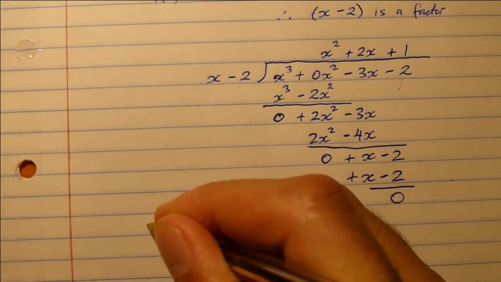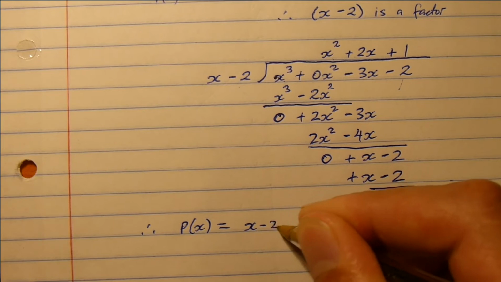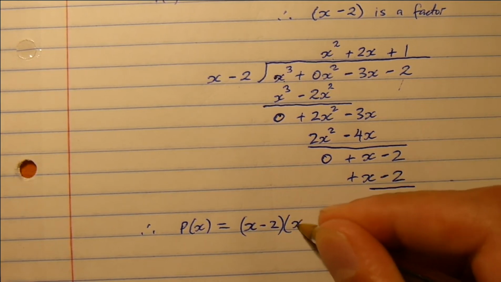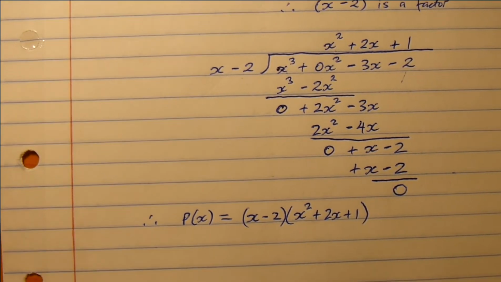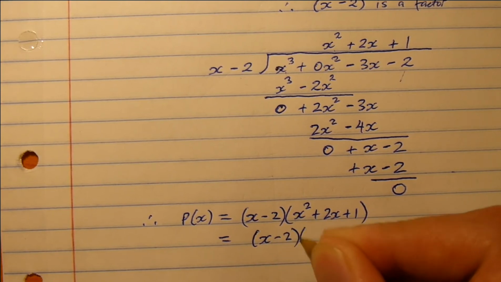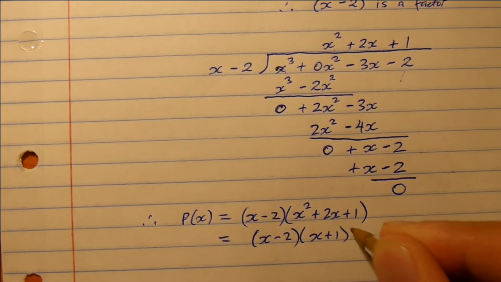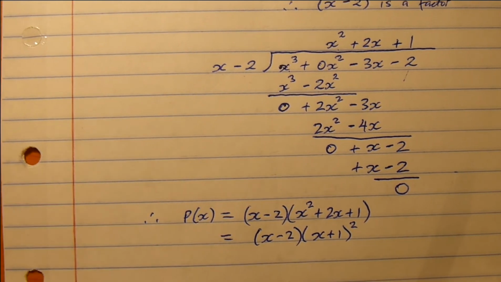So the conclusion from all of this is that p of x is equal to x minus 2 x squared plus 2x plus 1. Okay, now hopefully you'll notice here that this is actually a perfect square, and I could also use the diamond method to further factorize a quadratic here, but it actually simplifies down to this: x plus 1 all squared. This into this.